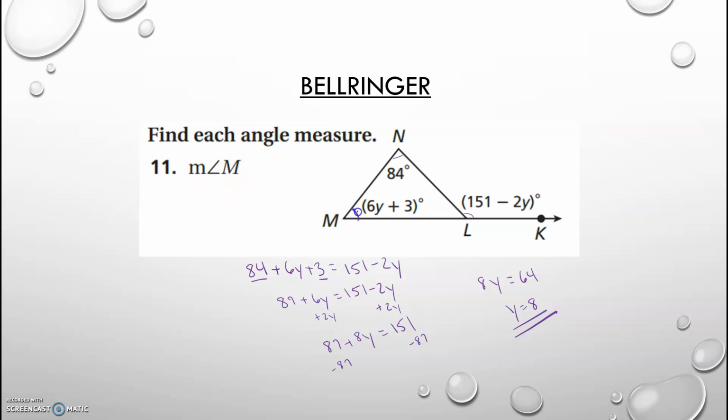So that means come back to your picture. You've got to plug it back in. So the measure of angle M is 6 times y, which is 8, plus 3. So we've got 6 times 8, 48, plus 3 is 51.